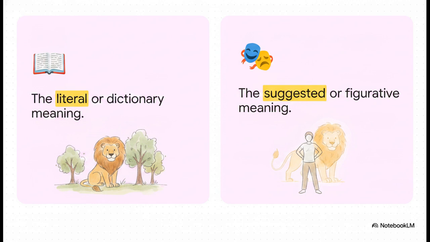But then we have the connotative meaning. This is the suggested, figurative, or even emotional layer. Look at this sentence. My father is a lion because he is brave. Now, obviously the dad isn't an actual wild animal covered in fur. The author is using the suggested qualities of a lion, courage, strength, protection, to describe a human being.